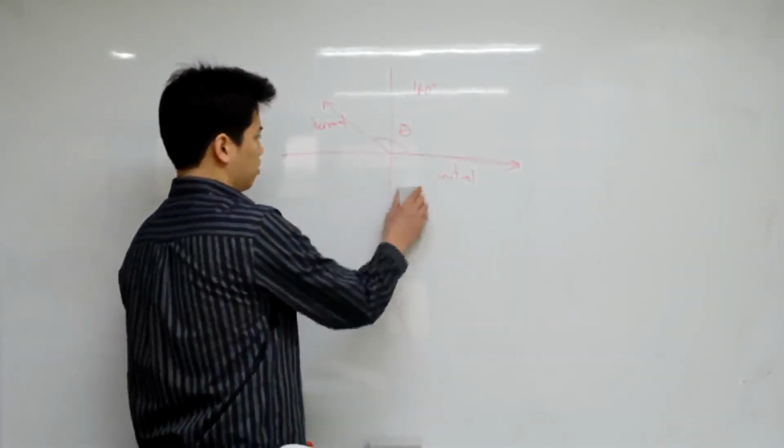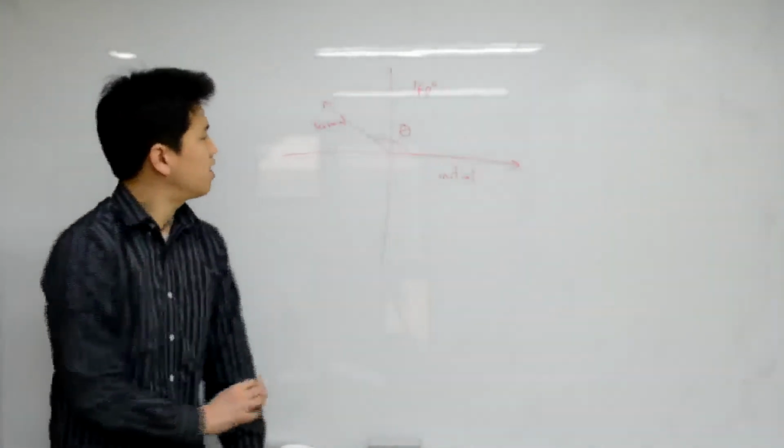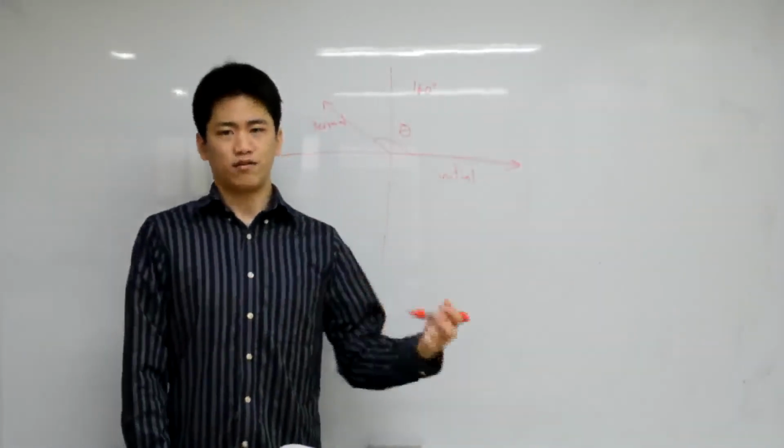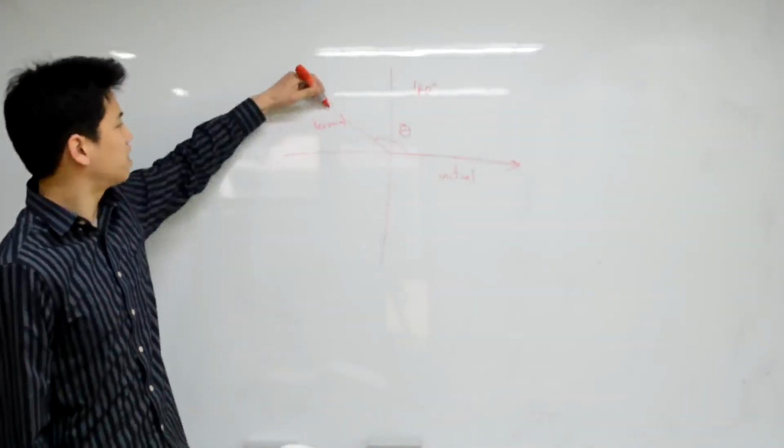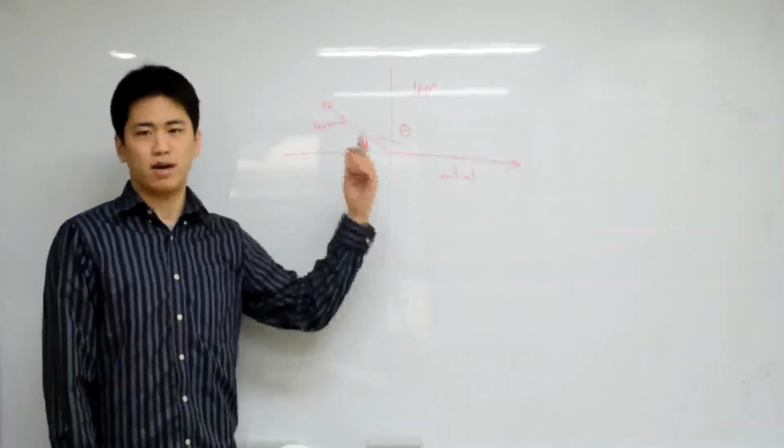So we start with this, and then we work to define the trig function. So what you do is you take any point along the terminal side, it doesn't matter which one.